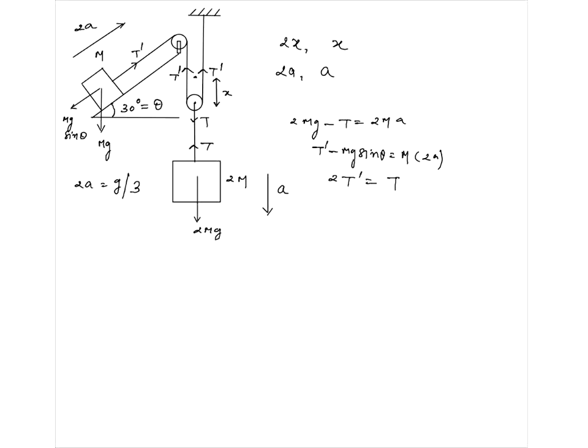A should be g by 6 because the answer is g by 6. Yes. So the answer is twice A. The question was the acceleration of capital M, which is g by 3. Any questions? Let me know.